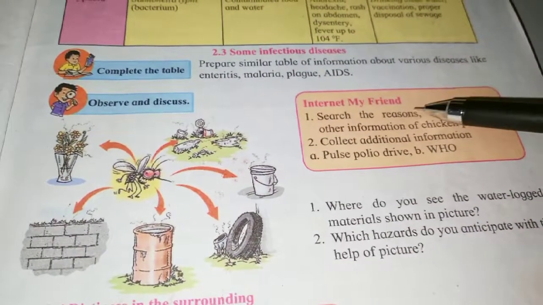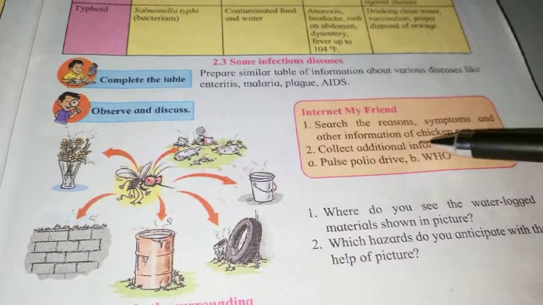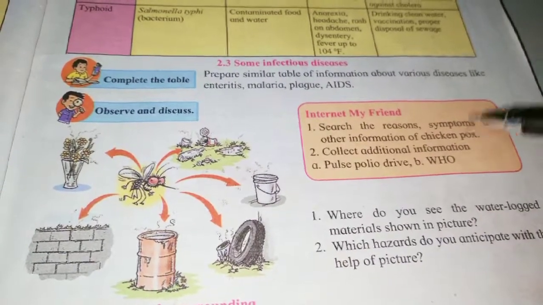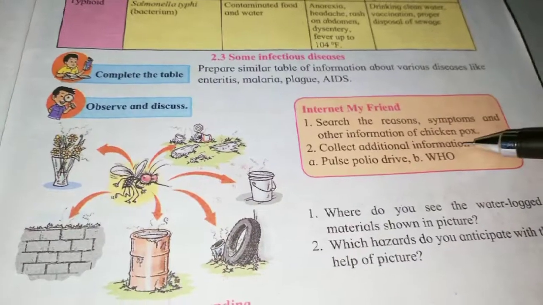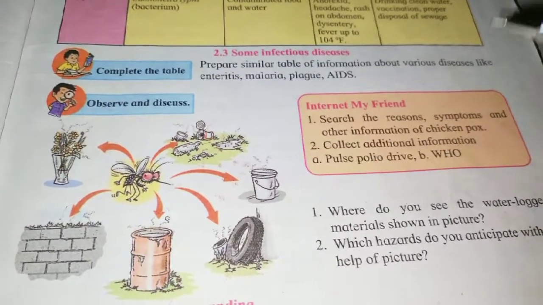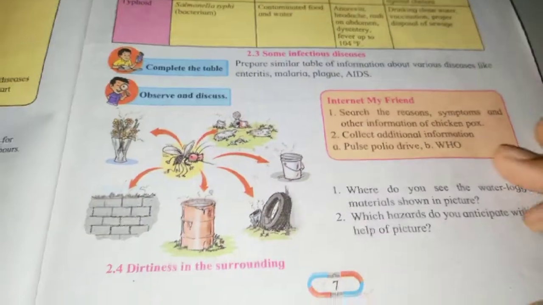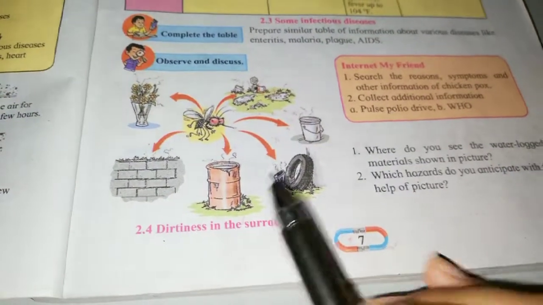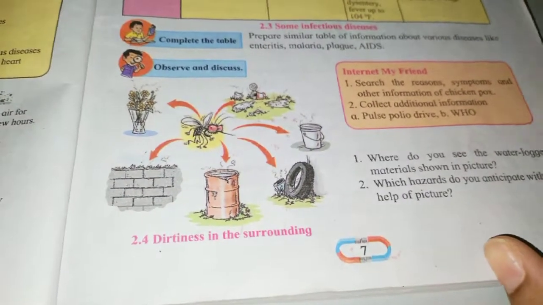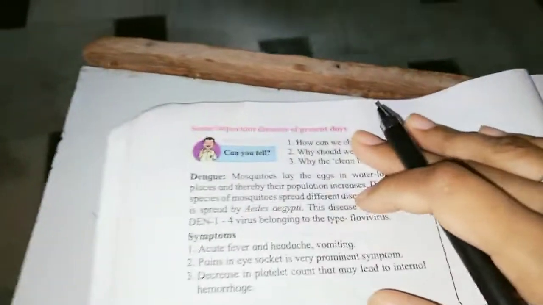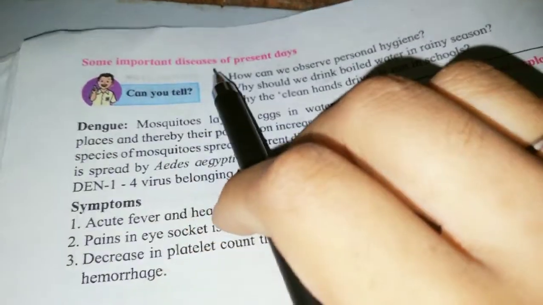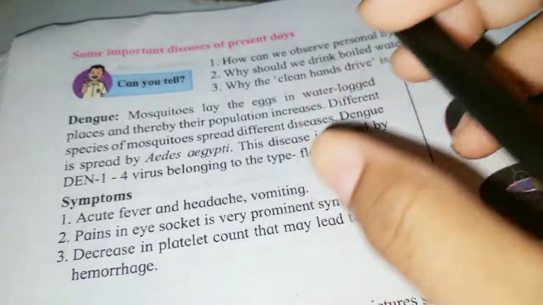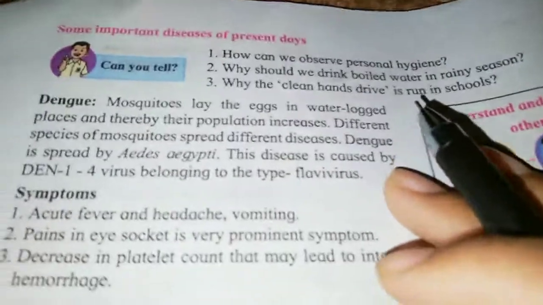Now, internet my friend. You have to search the reasons, symptoms, and other information of chickenpox. Collect additional information like Pulse Polio Drive and WHO. Dirtiness in the surrounding: they have given you a picture, you have to answer this question. Now come to page number 8. Some important diseases of present days. You have to read this and answer the question.